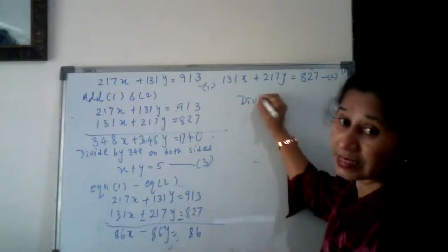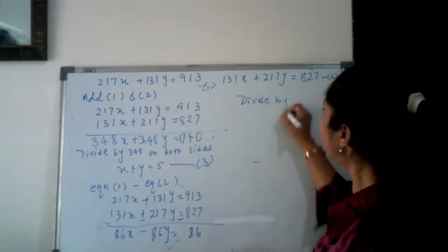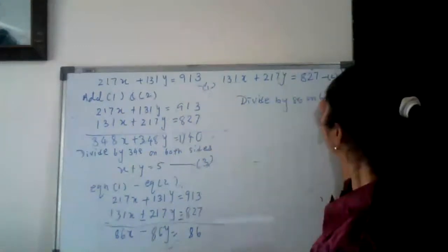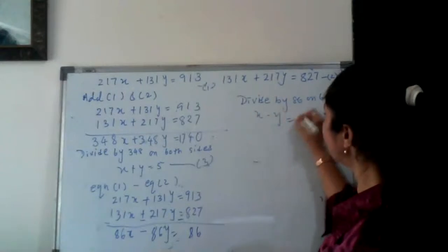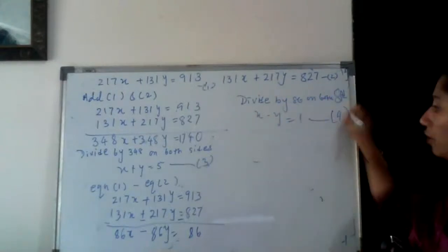And hence, again, same step आपको करना है. Divide by 86 on both sides. So what do you get? X minus y is equal to 1. And this is equation number 4.